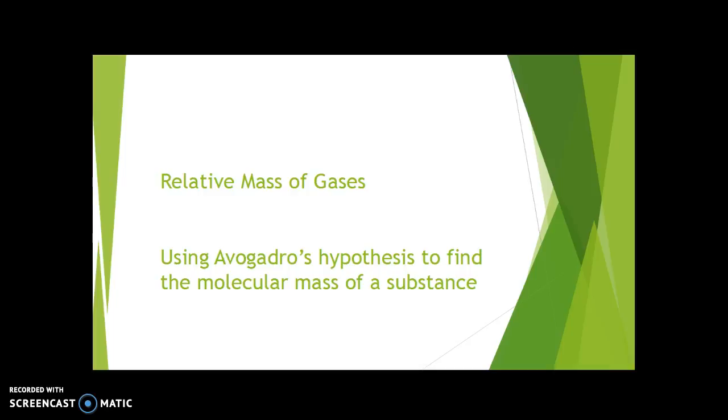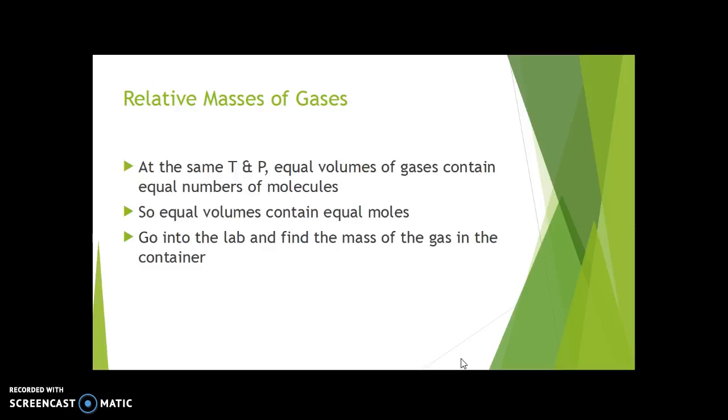Let's learn an important skill to find the relative mass of gas molecules. We're using Avogadro's hypothesis to find the molecular mass of a gaseous substance. We know that at the same temperature and pressure, equal volumes of gases will contain equal numbers of molecules. That's derived from the law of combining volumes, and it's called Avogadro's hypothesis.